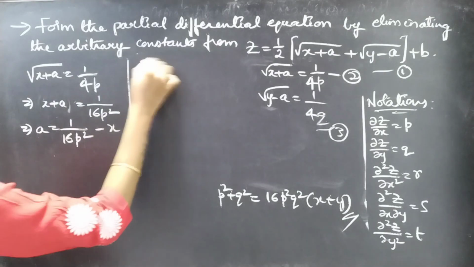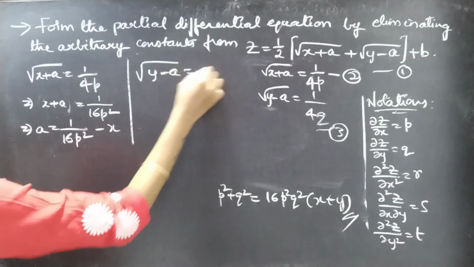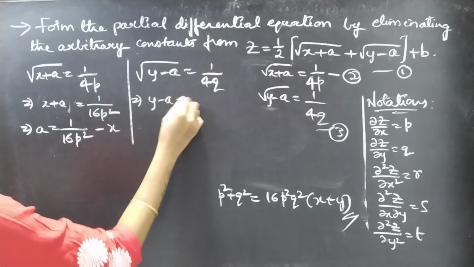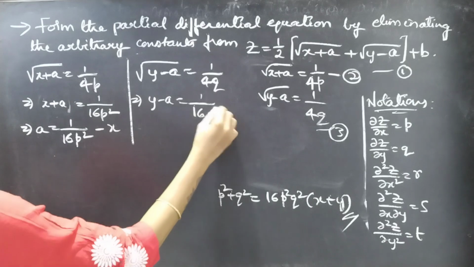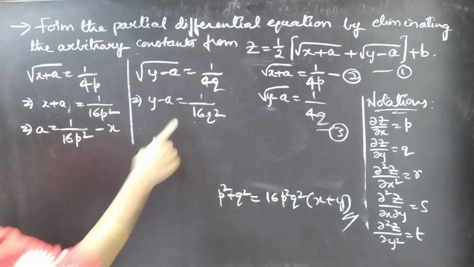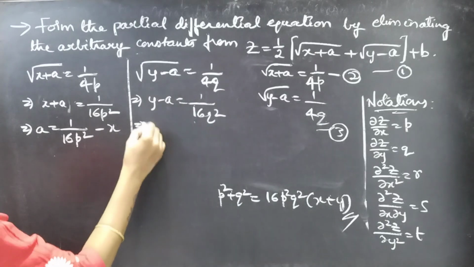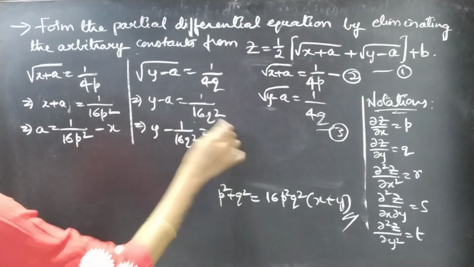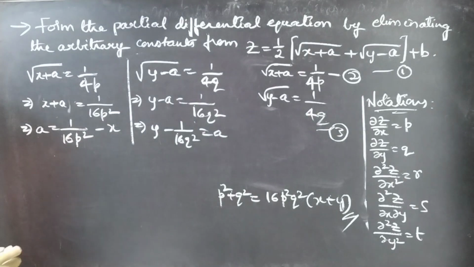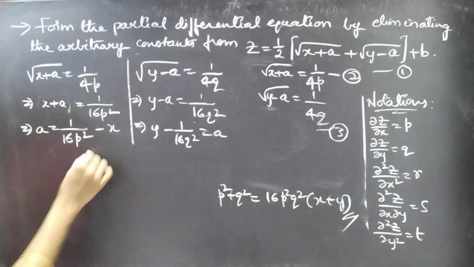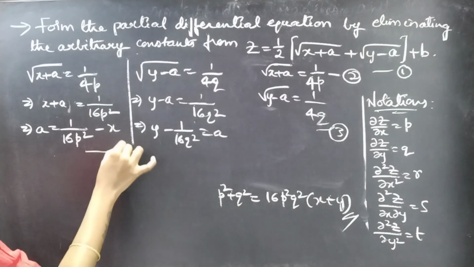And from 3, you have square root of y minus a equal to 1 by 4q. By squaring on both sides, you'll get y minus a equal to 1 by 16q square. Now bring this term to LHS and take this a to RHS, you'll get y minus 1 by 16q square equal to a. See, from these two, you have a equal to one term, a equal to another term. So just equate these two, considering them as 4 and 5.